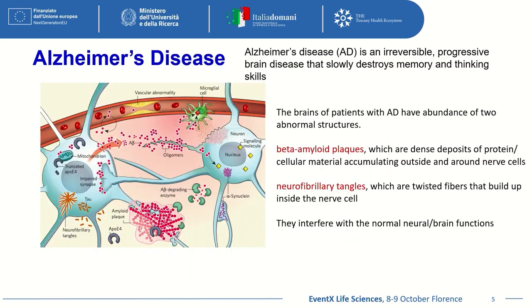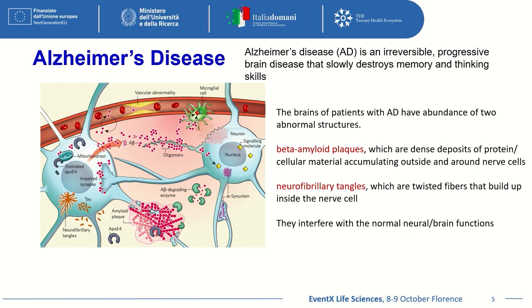And the most investigated one is, of course, Alzheimer's disease. It's a disease with few therapeutic options nowadays. Even if some monoclonal antibodies have been approved recently, their efficacy is rather limited. We know that it's an irreversible progressive brain disease which destroys memory and thinking skills.